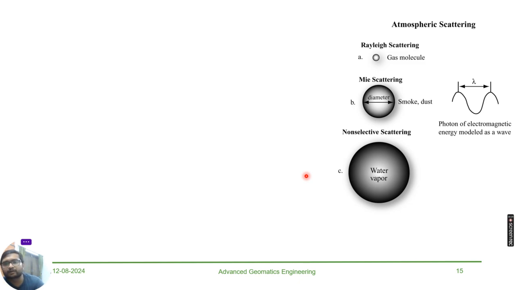So now when we talk about remote sensing, when the radiations are coming from the sun, they will interact with the atmosphere or interact with the object. So in that duration, what will happen?